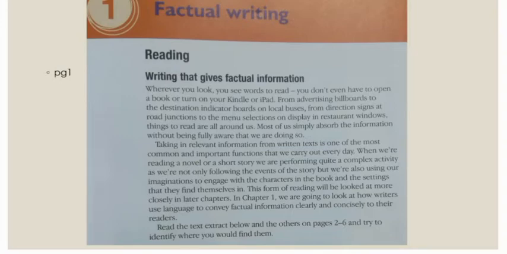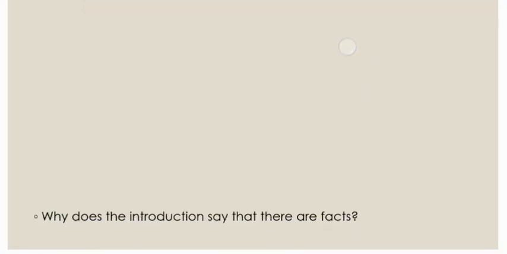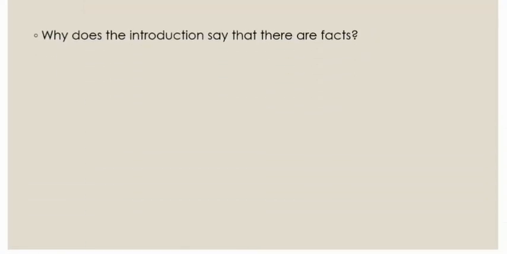This form of reading will be looked at more closely in later chapters. In Chapter 1, we're going to look at how writers use language to convey factual information clearly and concisely to their readers. So, we are now just going to discuss, why does the introduction say that there are facts? Because it is provable information.